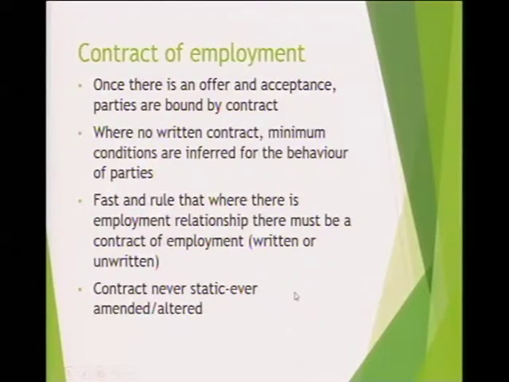In a contract of employment, there has to be an offer, and once that offer is accepted, the employee appends his or her signature to it, and the employer also appends his or her signature to it. Both parties are bound by that contract. And where there's an unwritten contract, minimum conditions are inferred from the behavior of the parties.